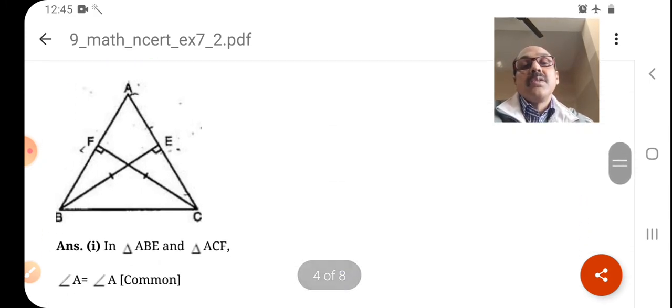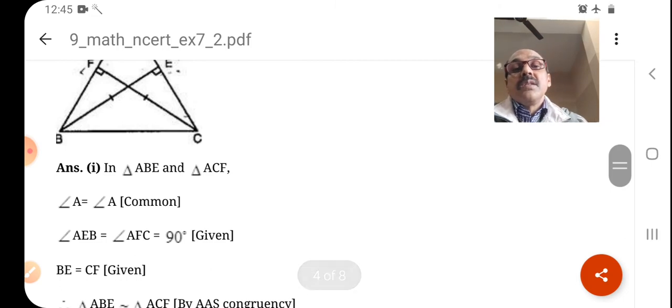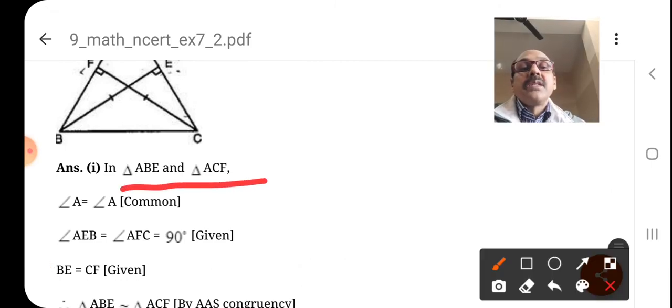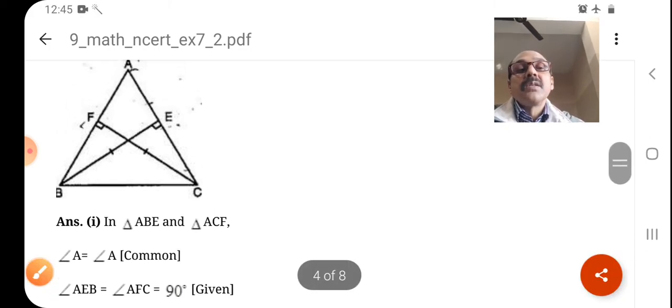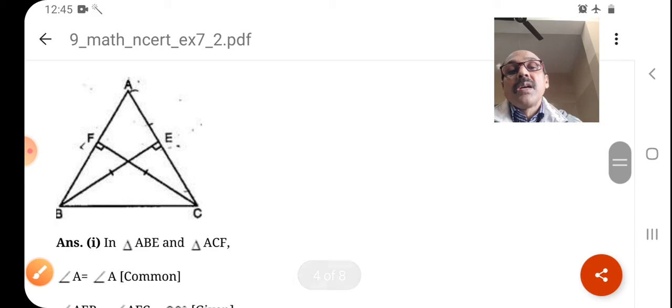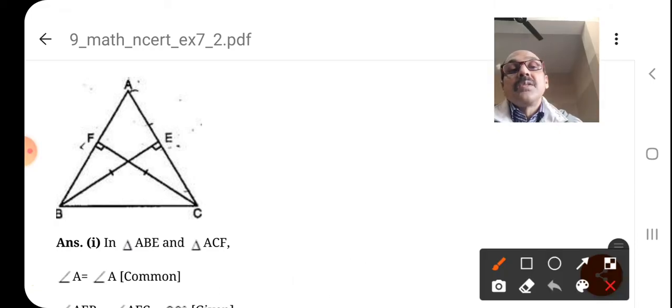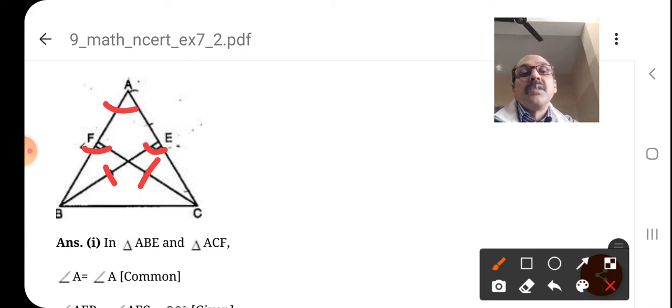Okay, so in triangle ABE and ACF, angle A is common, and angle AEB equal to angle AFC, it is also given, 90 degrees perpendicular, and BE equal to CF, it is also given. That means these two altitudes BE and CF are equal, it is given, and these two angles are equal, it is given, and this angle A is common.